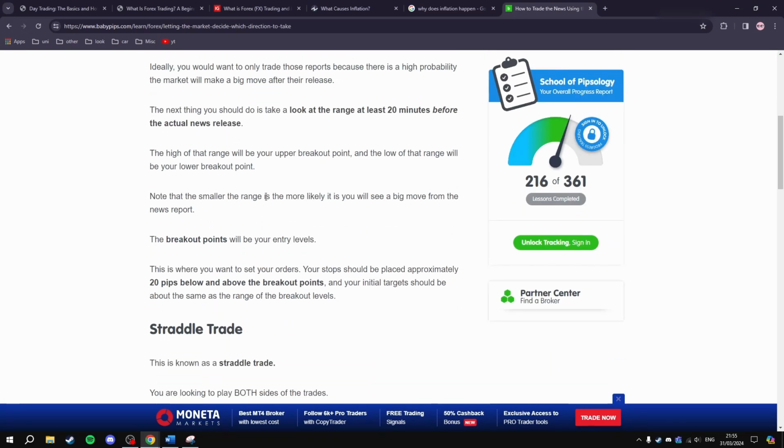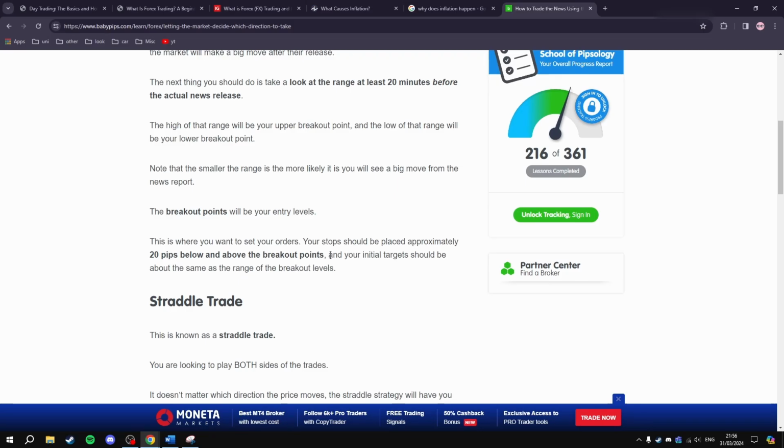Note that the smaller the range is, the more likely it is you will see a big move from the news report. The breakout points will be your entry levels. This is where you want to set your orders. Your stops should be placed approximately 20 pips below and above the breakout points, and your initial targets should be about the same as the range of the breakout levels.